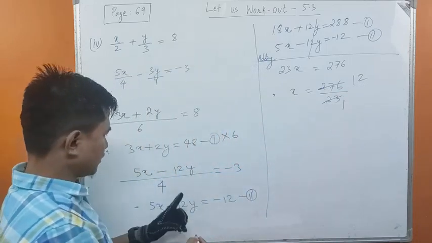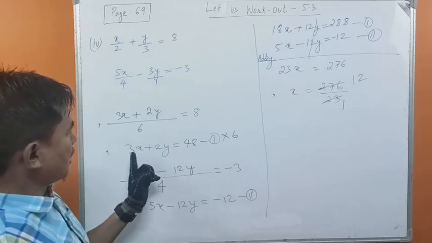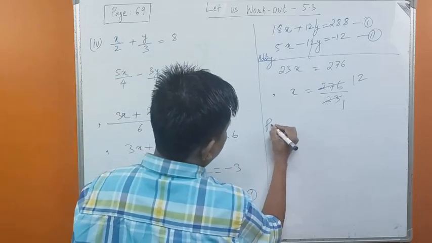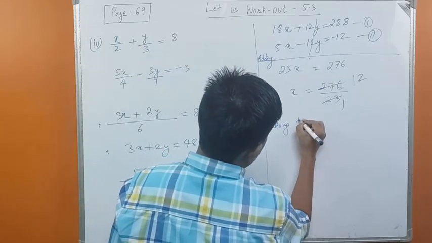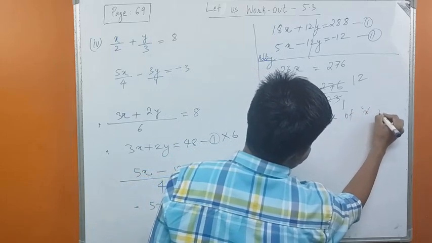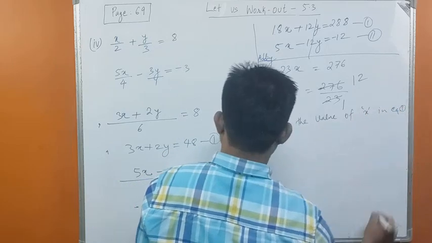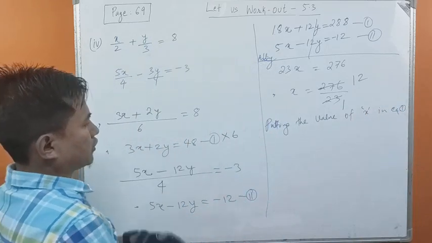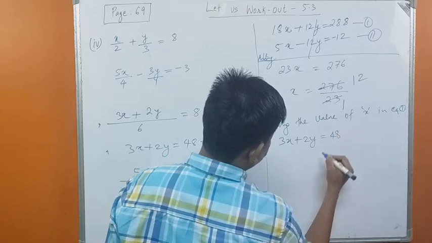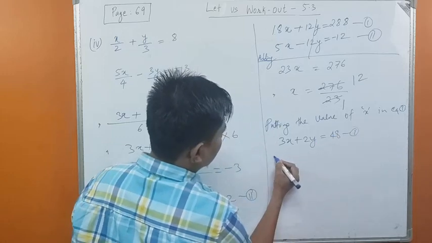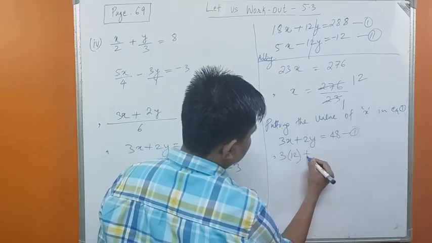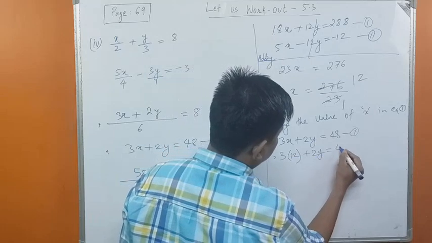Putting the value of x in equation 1. What is equation 1? Equation 1 is 3x plus 2y equals 48. Isn't it? So 3x plus 2y equals 48. This is equation 1. Or 3x, x means 12, plus 2y equals 48.